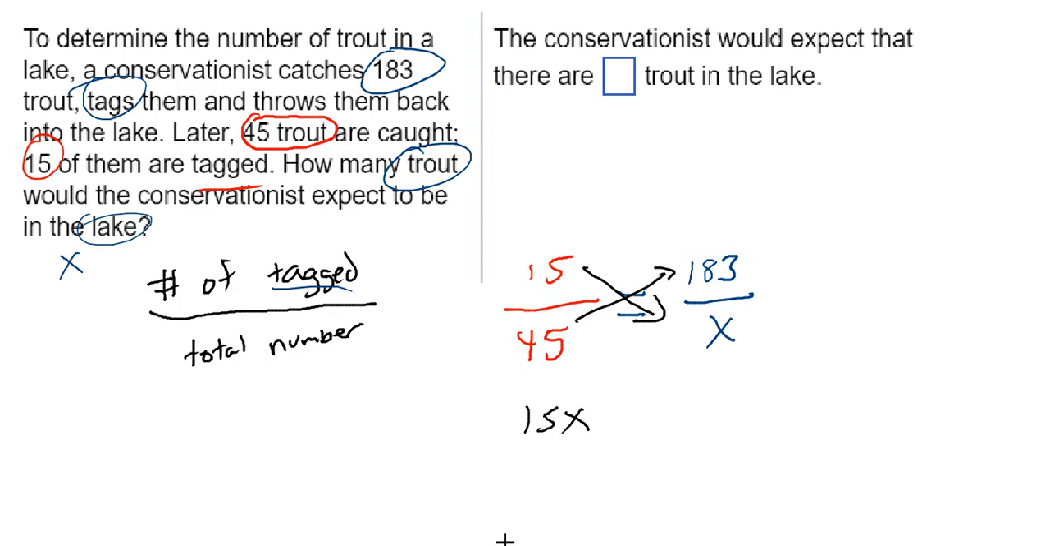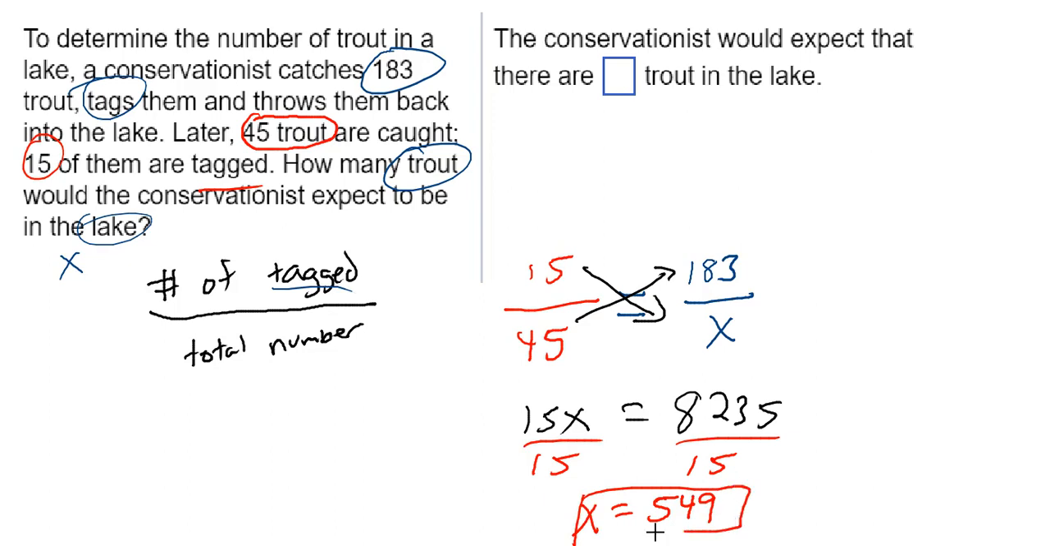Sorry. So we have 45 times 183. It's going to be 8,235. And then we set those equal to each other. Right? Now we'll solve for x by dividing by 15 on both sides. And I was surprised because I thought, oh, this isn't going to work out nice, but it actually does. So divide by 15, and we get 549.